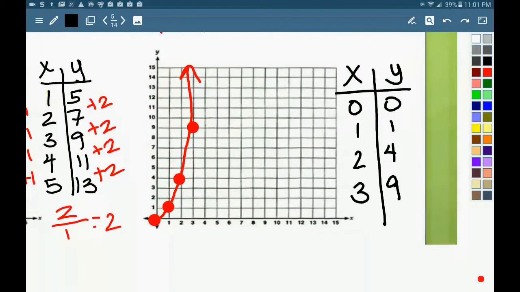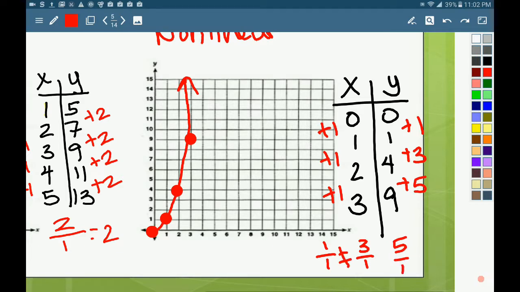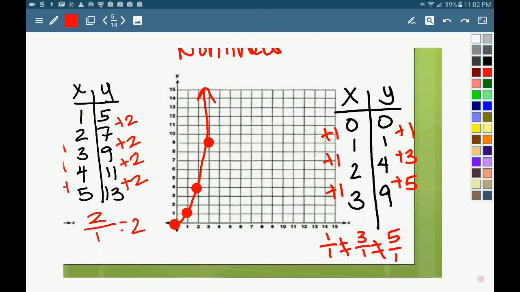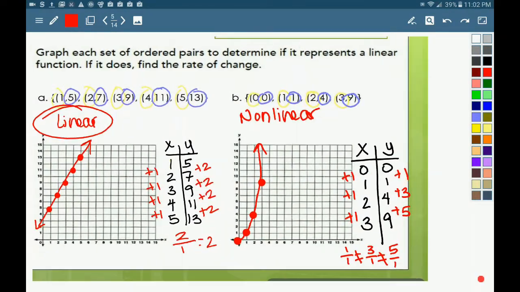Okay. And now just take a look at what the rate of change looks like. So all the x's I'm seeing are increasing by 1. But on the y side, I see from 0 to 1 is adding 1. From 1 to 4 is adding 3. And from 4 to 9 is adding 5. So if we make those rise over run ratios, we have 1 over 1, 3 over 1, and 5 over 1. Well, 1 is not equal to 3, is not equal to 5. So since even the table now is telling us that the rate of change is not constant, I really further have proved that part B is non-linear.